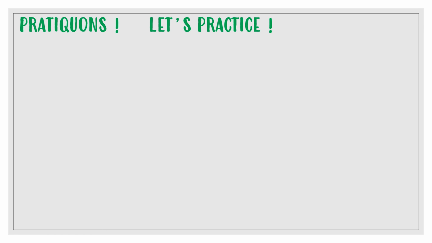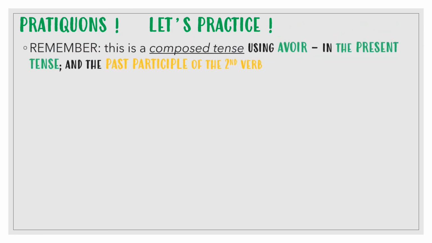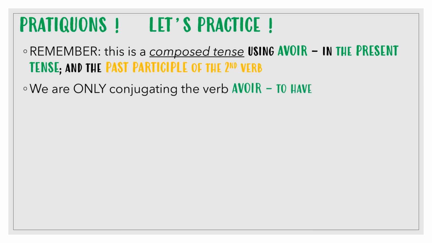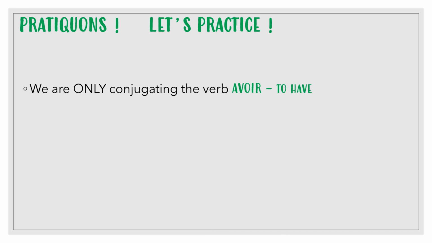Alright, let's go. So remember, the passé composé is a composed tense, and here we're going to be conjugating the verb avoir only. I'm going to give you the past participle for the verbs, right? But we're going to be conjugating the verb avoir for practice in the first blank space. Let's go.